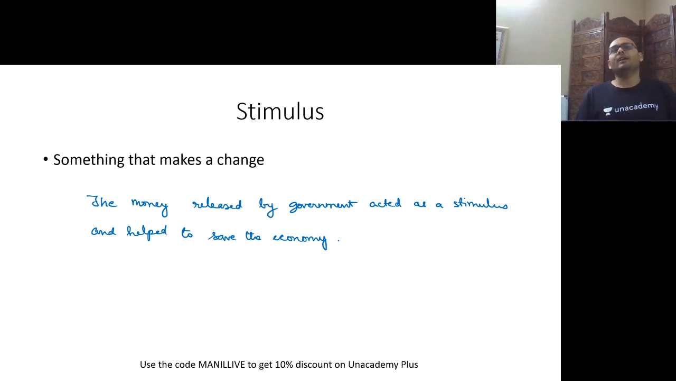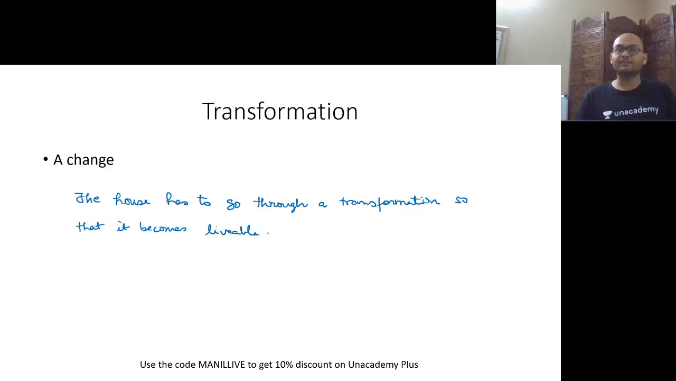Right. So, for example, the money released by the government acted as a stimulus and helped to save the economy. So what it did was... spooky. Spooky means scary. Correct. Yeah, nice word. That's a good word. So that is the meaning of the word stimulus.